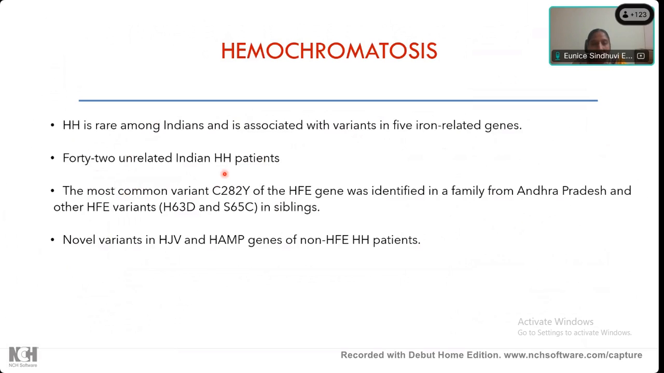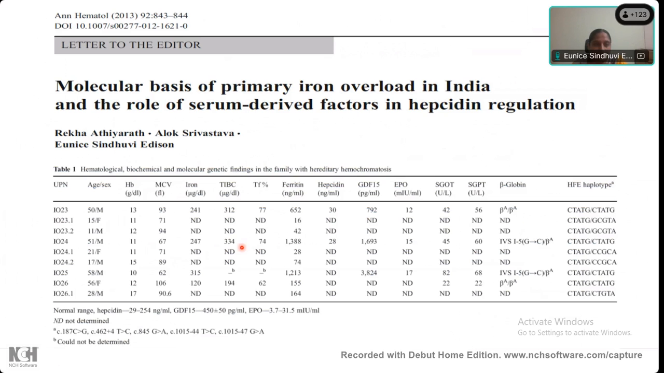They mainly present to the hepatology department and endocrinology department with liver iron overload, and usually in endocrinology for diabetes and hypogonadotropic hypogonadism. Interestingly, we found the C282Y in the HFE gene in a family from Andhra Pradesh, and we have also seen cases with hemojuvelin and hepcidin mutations.